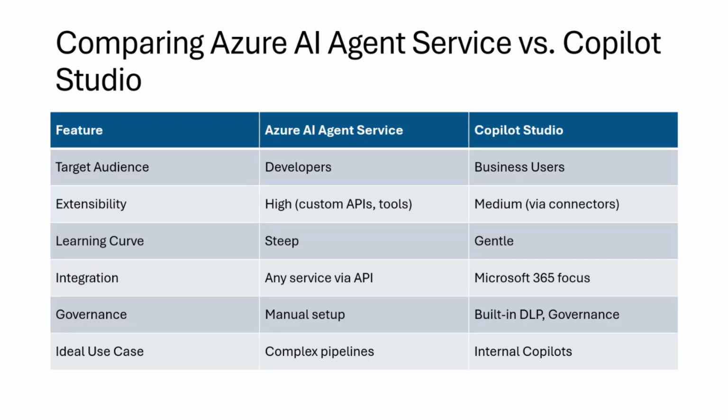Extensibility: the AI Agent Service is highly customizable. So if you want to create really complex agents, you will be able to do that with the AI Agent Service without issues. Whereas with Copilot Studio, it has to be done through connectors, and if you are using connectors, it is a medium level of extensibility.